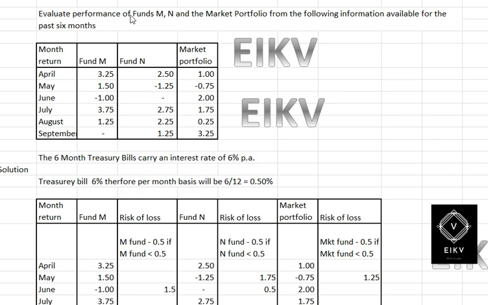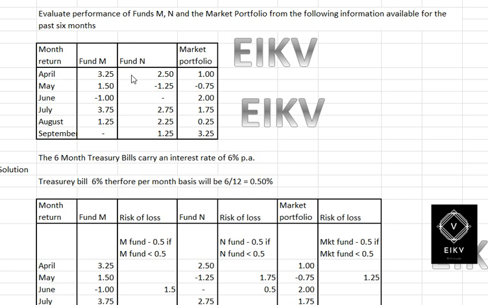So in this illustration, evaluate the performance of fund MN and the market portfolio from the following information available for the past 6 months as being given. So we have the details of 6 months starting from April to September. Then we have fund M, fund N and market portfolio.